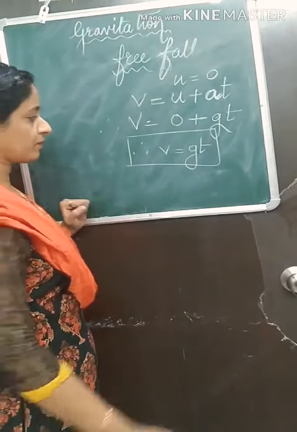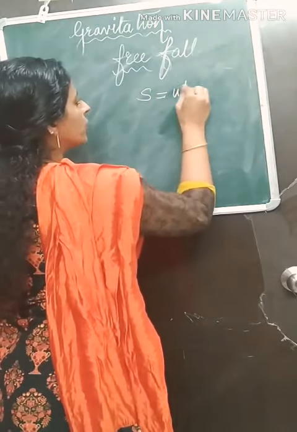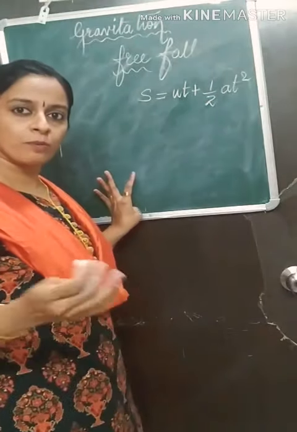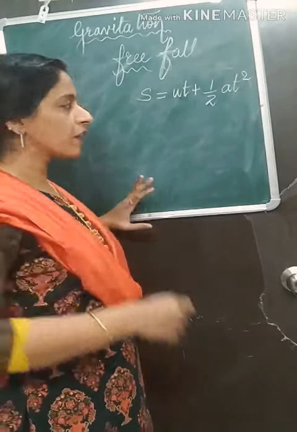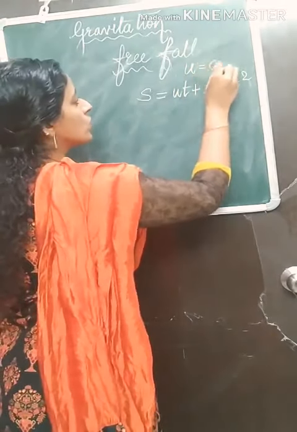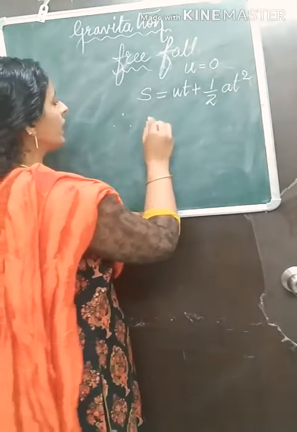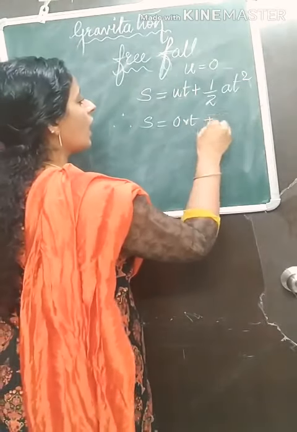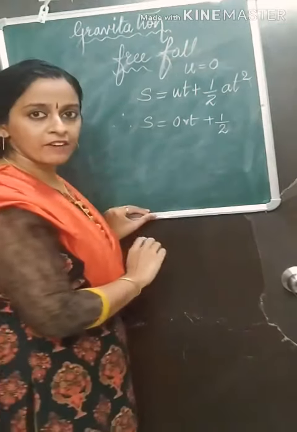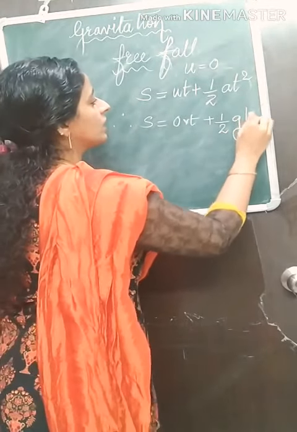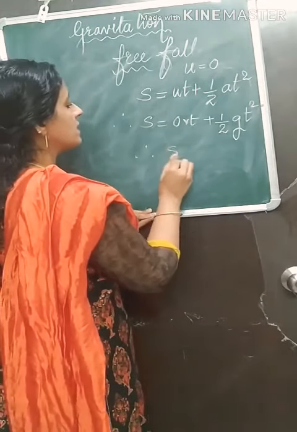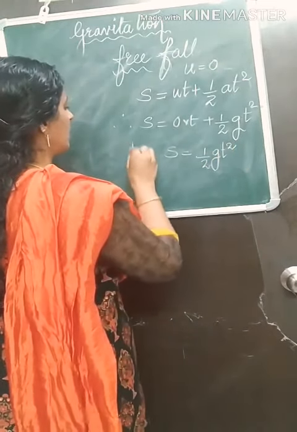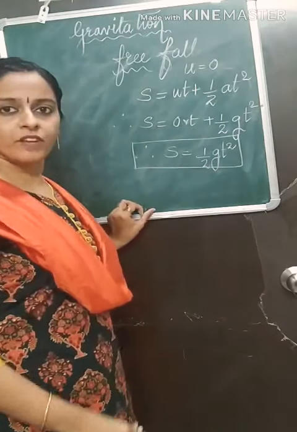Now the second equation. s equals ut plus half at squared. This is the equation for any object. But if the object is undergoing free fall, we know u is equal to 0. So your equation will be s equals ut, where 0 into t will be 0, plus half, under the influence of gravity a will become g, t squared. Therefore s equals half gt squared. This will be the second equation for free fall.